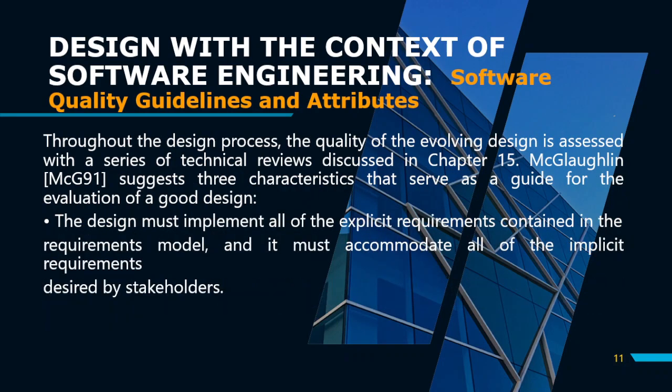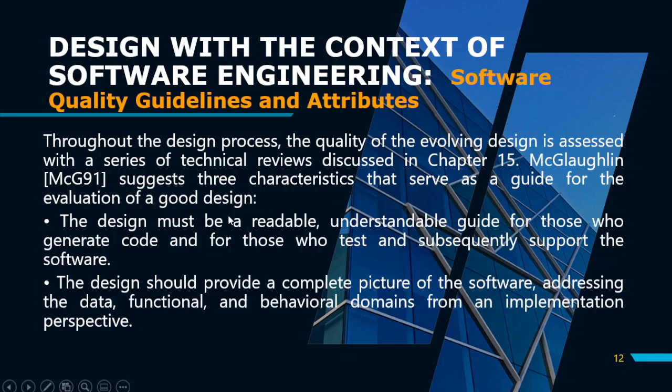If you see the software quality guidelines and attributes, throughout the design process we need to follow a few software quality guidelines and attributes, which are described by McGlaughlin. There are three characteristics that are core to the evaluation of good design. The first one is the design must implement all the explicit requirements in the requirements model, and it must accommodate all the implicit requirements desired by the stakeholders.